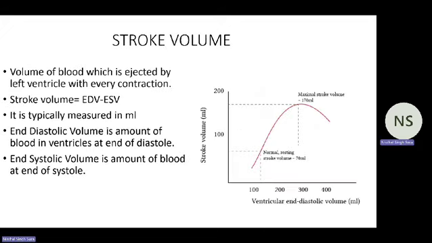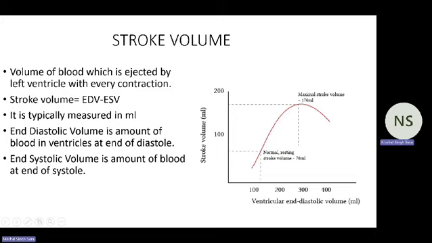The next thing is stroke volume. So the stroke volume is the volume of blood which is ejected by the ventricles with every contraction of the heart. We use the formula end diastolic volume, which is the amount of blood that would be in the ventricles at the end of diastole, and end systolic volume, which is the amount of blood at the end of systole. So we use end diastolic volume minus end systolic volume to calculate stroke volume.